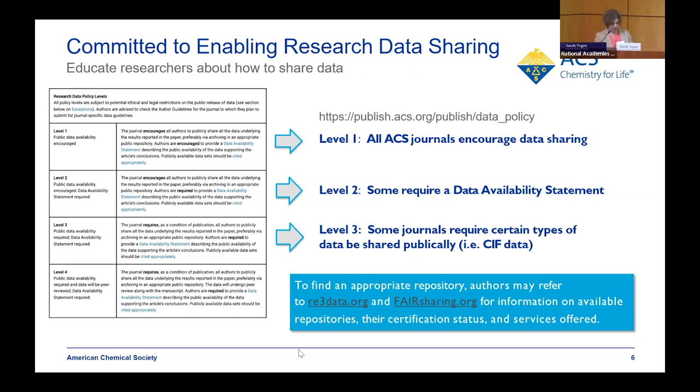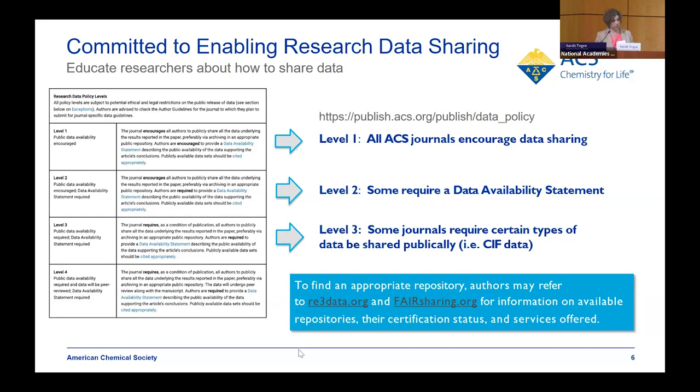I want to turn next into diving into research data sharing. And I want to reiterate here that we are committed to the FAIR principles for sharing. All of ACS journals have embraced level one of the FAIR data principles, which means that all of our authors are encouraged to share data. Some of our journals now require a data availability statement. That's primarily in our organic chemistry journals, and we're using them as a pilot test case.